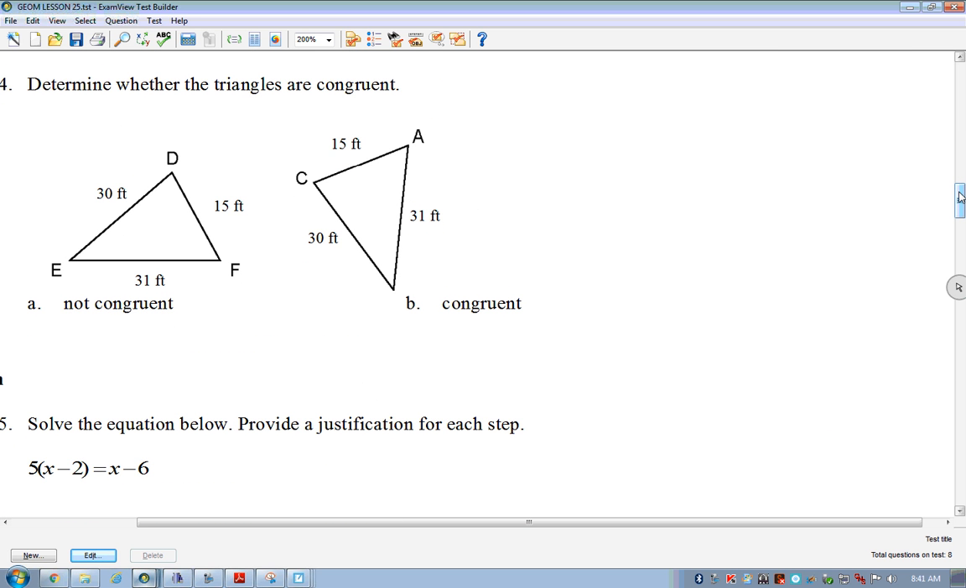That was a good question. The question was, how can we show our work on a question like that? Let's look at this. Let's see, Jose, are these two triangles congruent?